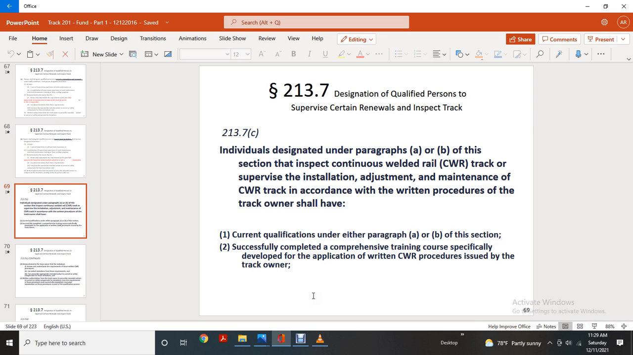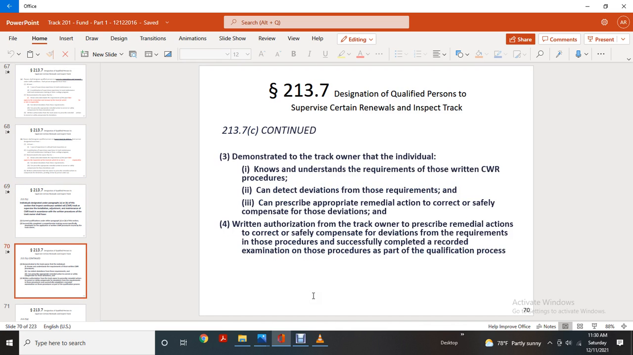that inspect continuous welded rail track or supervise the installation, adjustment, and maintenance of continuous welded rail track in accordance with written procedures of the track owner shall have current qualifications under paragraphs A and B of this section and successfully complete a comprehensive training course specifically developed for the application of written continuous welded rail procedures issued by the track owner.